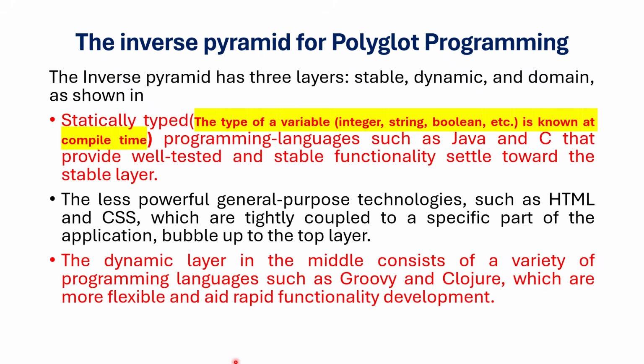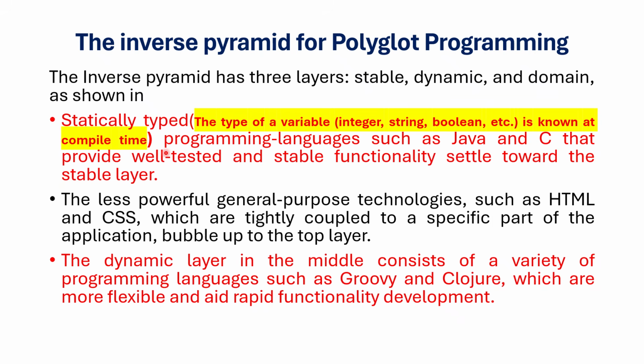This slide is an explanation of the previous picture. As we have seen, there are three layers. One is the static layer or stable layer, then the dynamic layer, which is explained in the last bullet, and the domain layer, the outermost layer, which is explained in the middle. The statically typed programming languages are used in the stable layer. As we explained in the previous slide, Java and C are the most popular and most suitable languages used in the stable layer. These languages are core programming languages, where we implement the programming logic.